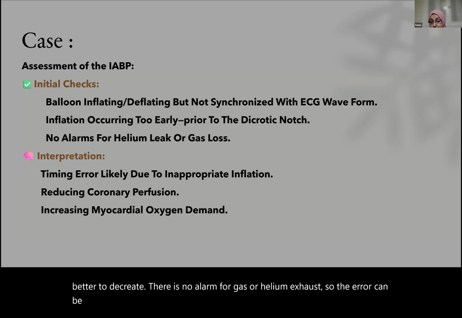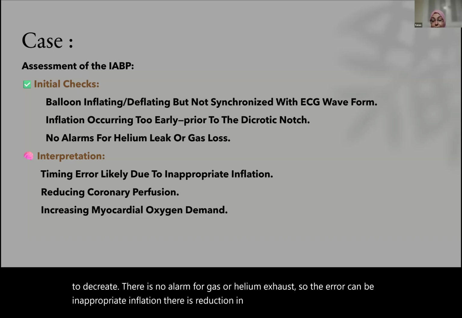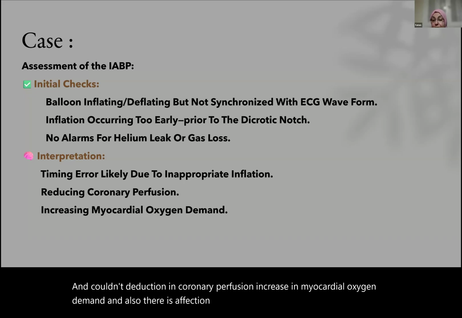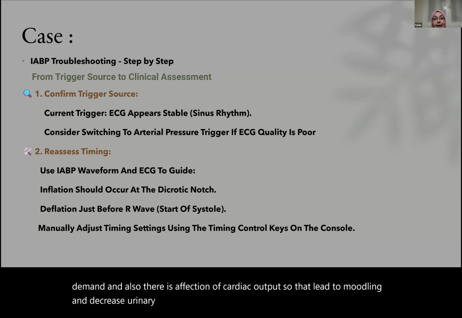So the error can be inappropriate inflation. There is reduction in perfusion and reduction in coronary perfusion, increase in myocardial oxygen demand, and also there is an effect on cardiac output, so that leads to mottling and decreased urinary output. Then I will put the assessment step by step. It starts from the trigger source, then goes to clinical assessment.